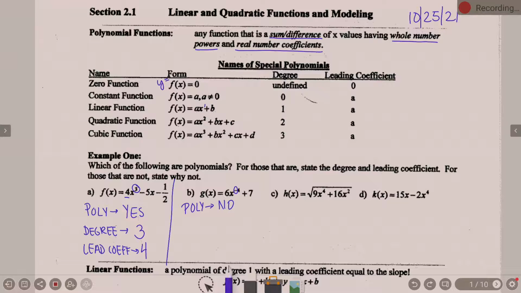And the reason being because there is a power that is not a whole number. So my explanation is going to be power is not a whole number. If you want, you could say power is a negative.